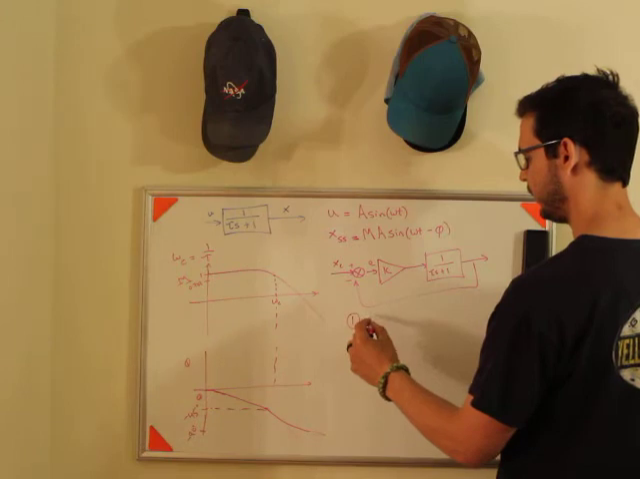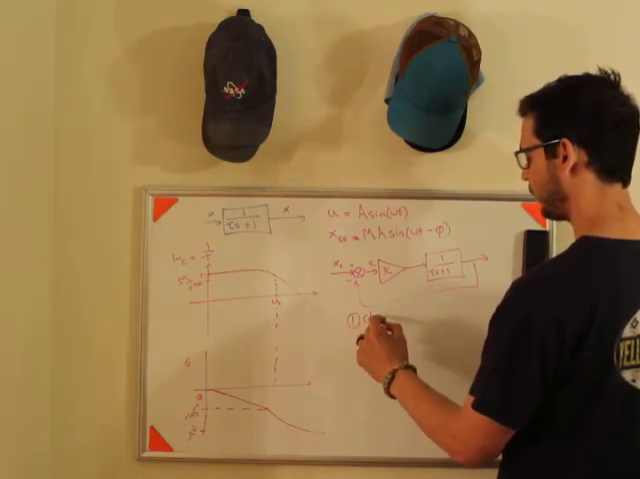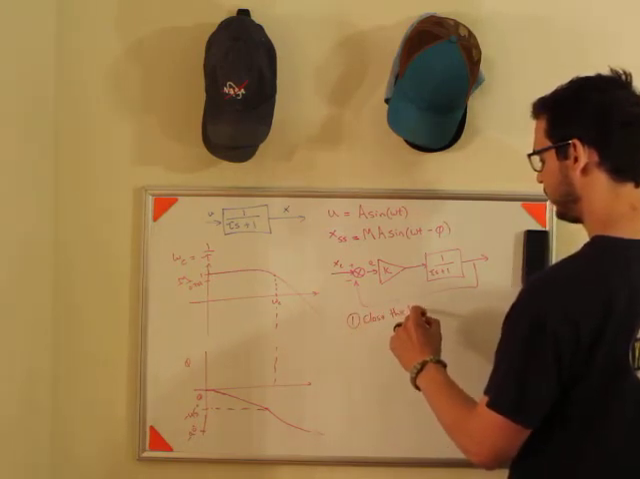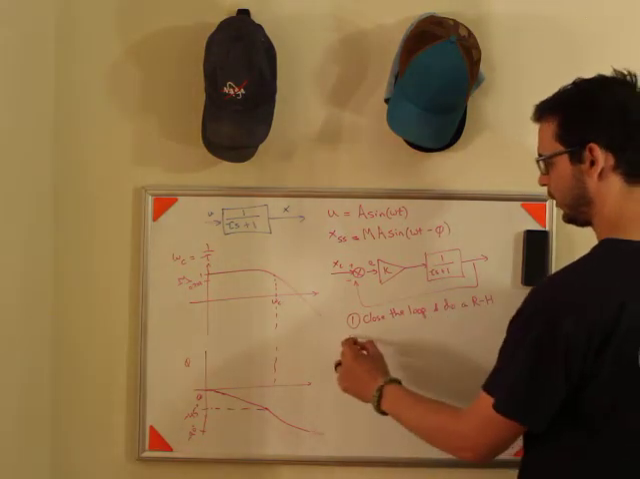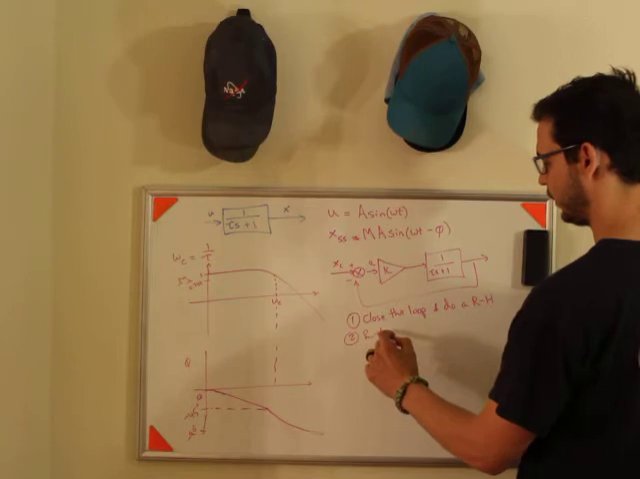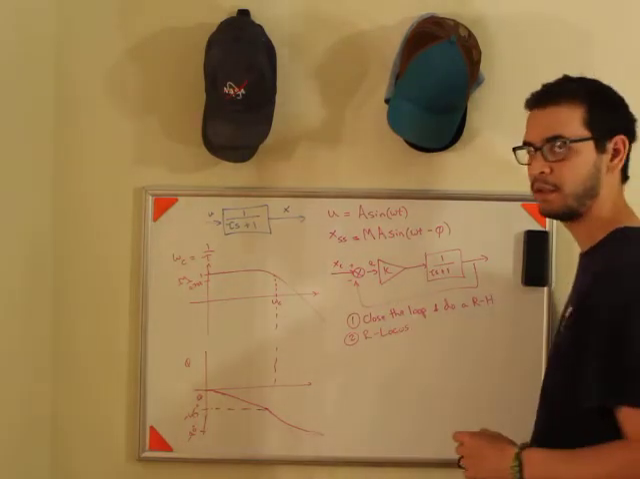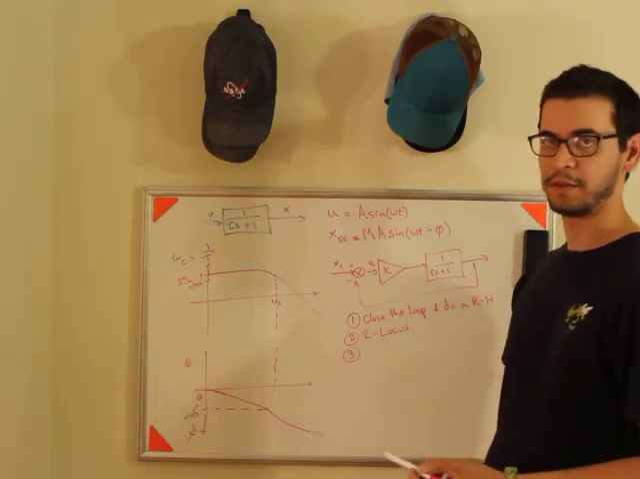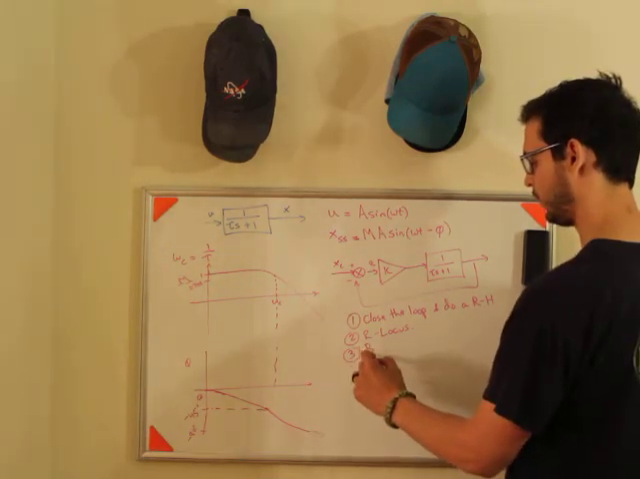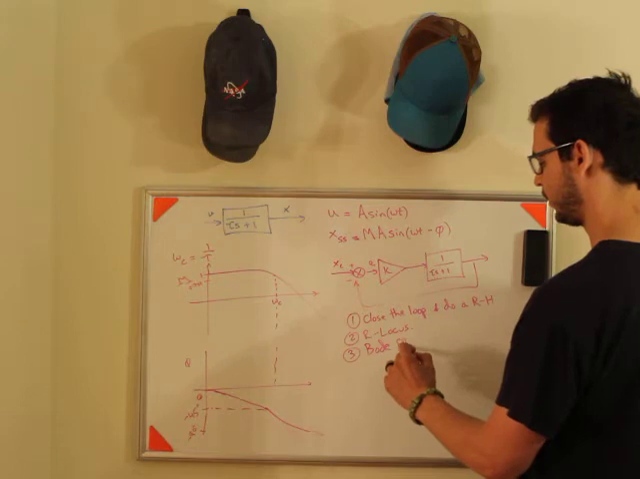Now you have three ways to do this. Number one is you can close the loop and do a Routh table. Number two is you could do a root locus, and you could look at the poles. Number three, and this is what you don't know how to do yet, and this is why you're watching the video, is you can actually do a Bode plot.